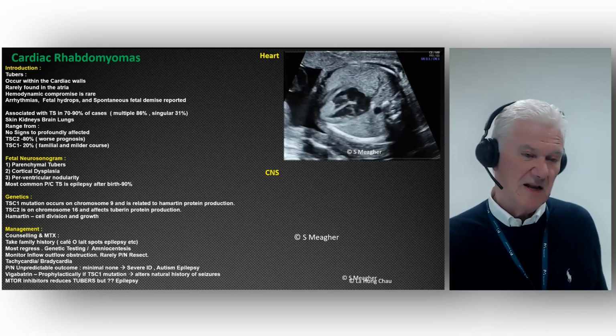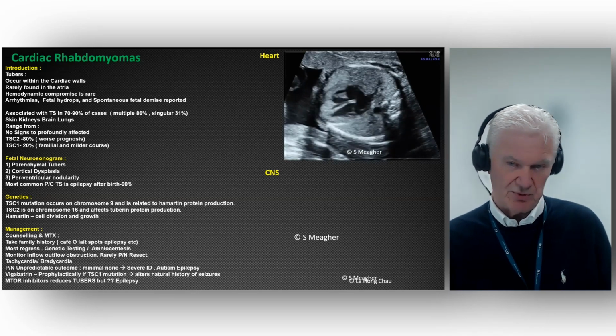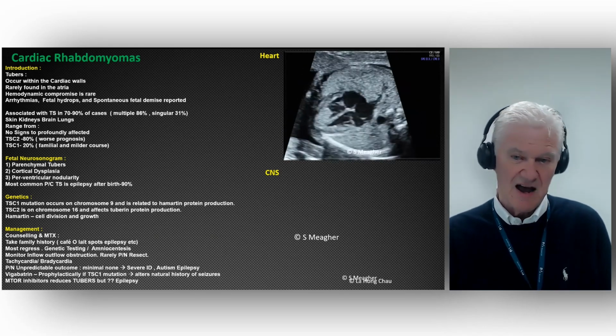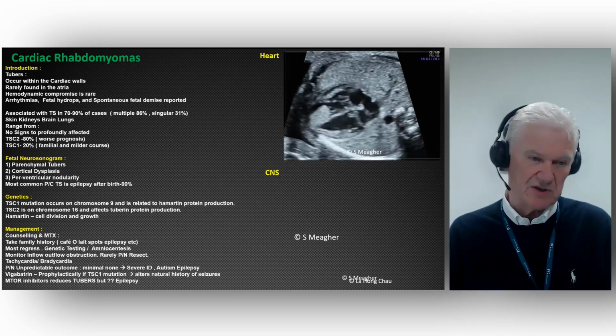Why am I not worried about them? Because they very rarely cause obstruction prenatally. I know it's described, left and right ventricular outflow tract obstruction, but in 30 years of practice, I've never seen that happen. I know they resolve postnatally.